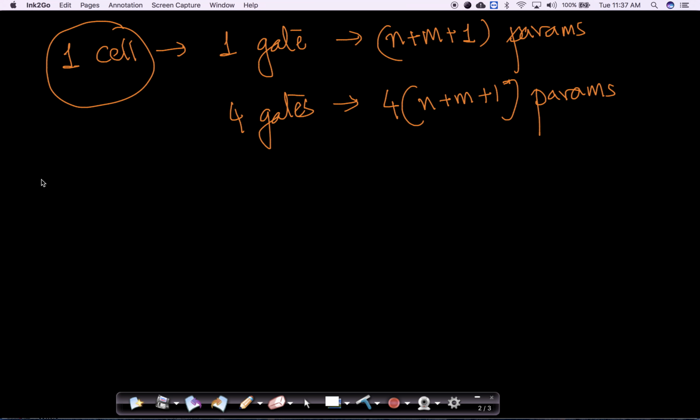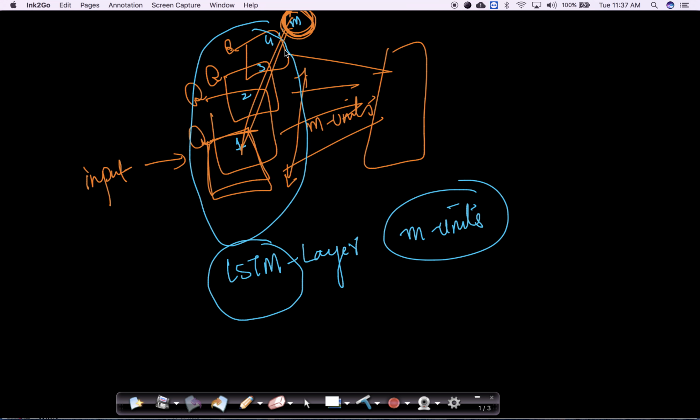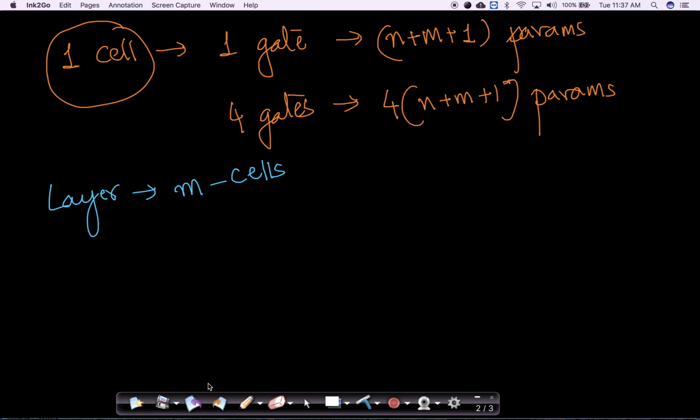But our layer, remember, consists of m cells or m units. That's what we said, right? We have m units or m cells. I use the word unit and cell interchangeably, because it's also called an LSTM cell or an LSTM unit. It's basically the same thing.